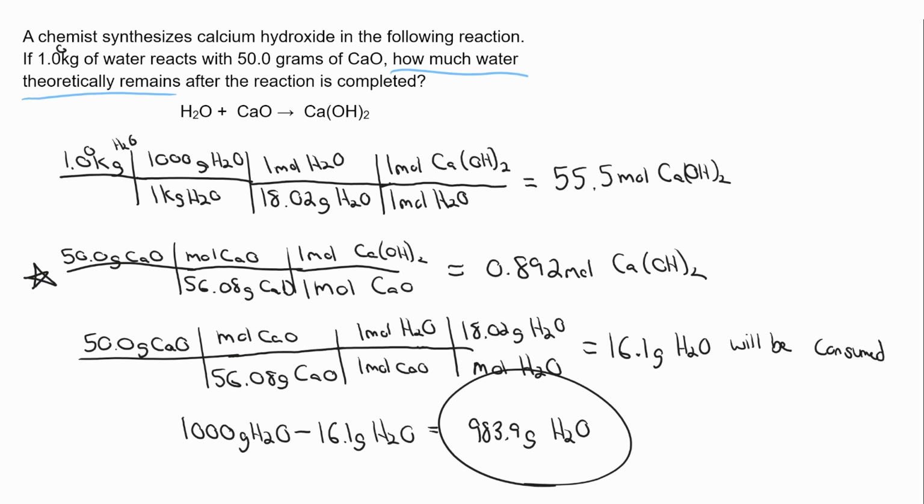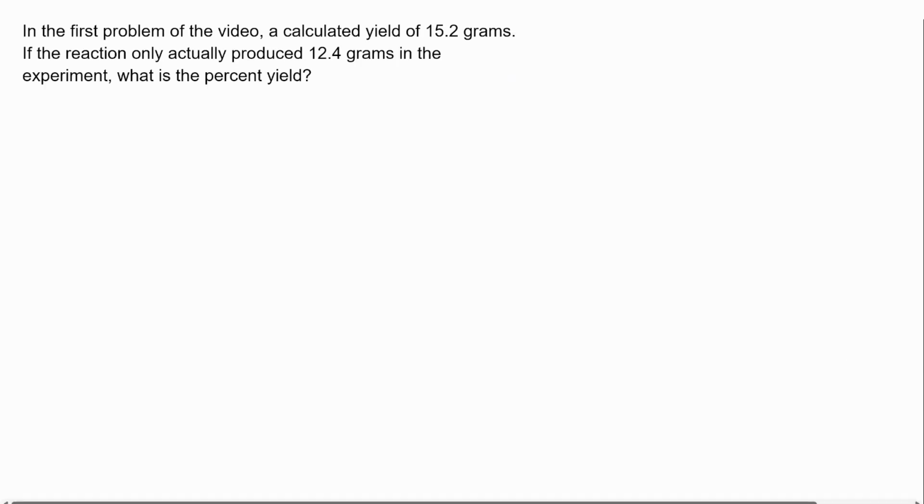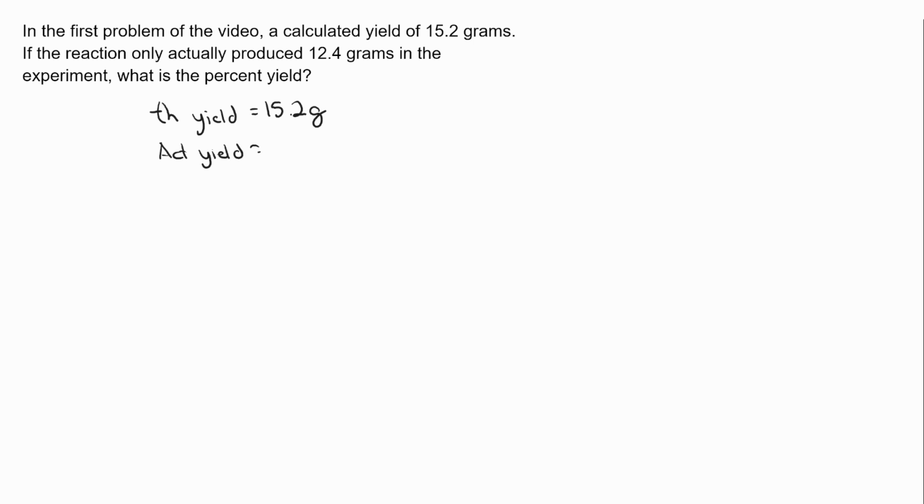In the first problem in the video, a calculated yield of 15.2 grams was found. If the reaction only actually produced 12.4 grams in the experiment, what is the percent yield? So this is the idea of finding your percent yield within your reaction to see how ideal your reaction is. So here, the theoretical yield is 15.2 grams, and your actual yield is 12.4.